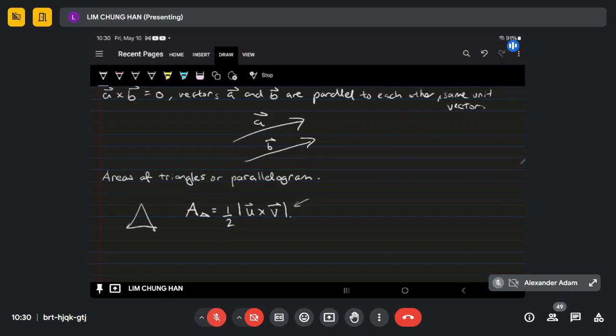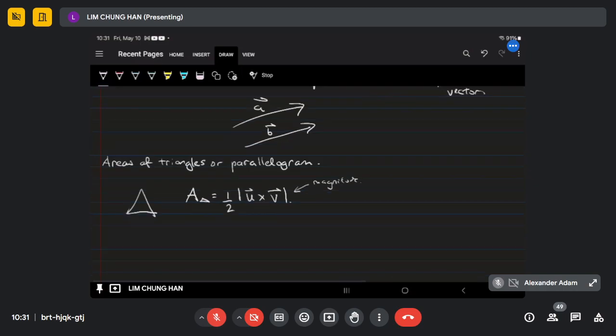Okay, magnitude. So you do the cross product, you get a new vector, and then you find the magnitude of that new vector, and then divide it by 2. Okay, and halve it. So that's area. Yeah, because area should be a number rather than a vector. So that's why it's looking at it in terms of magnitude.